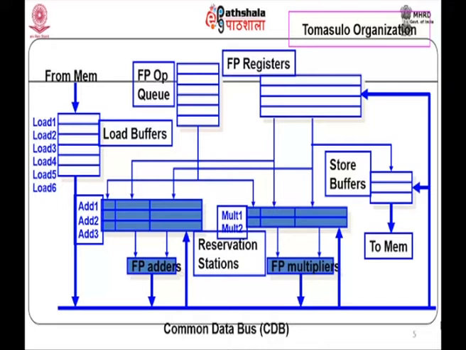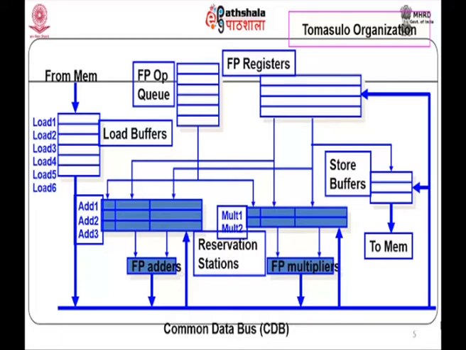So you can see the reservation station entries given along with the functional units. The floating point adder units have a set of reservation stations, 3 reservation stations indicated there as Add1, Add2, Add3. The floating point multiplier divider units have 2 reservation station entries, Mult1 and Mult2. You have a set of load reservation station entries which are called the load buffers. For store instructions, you have the store buffers.